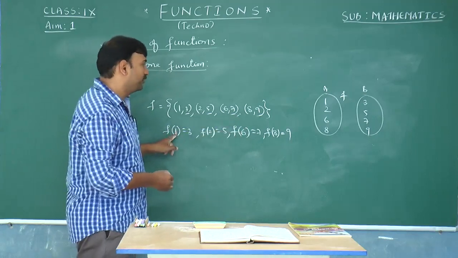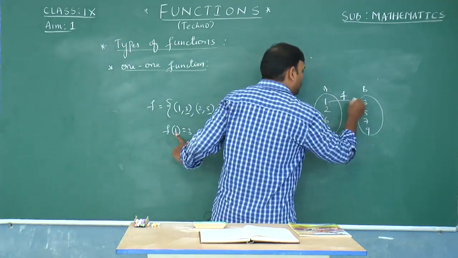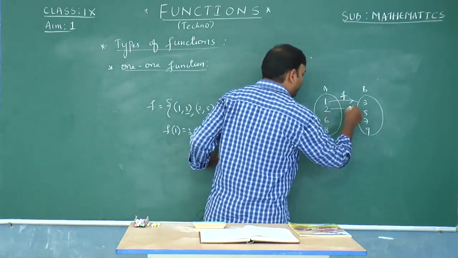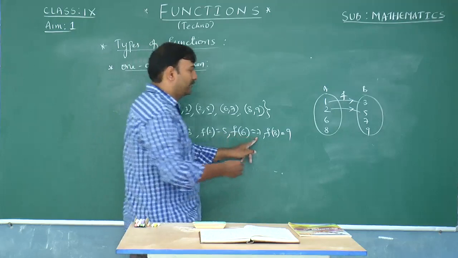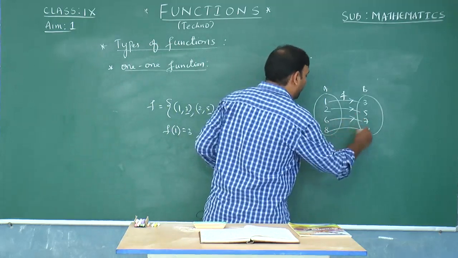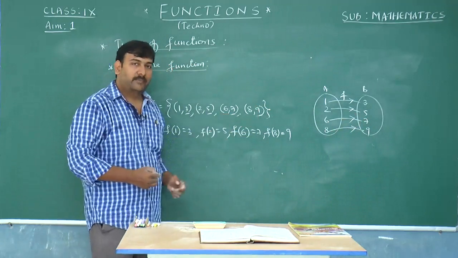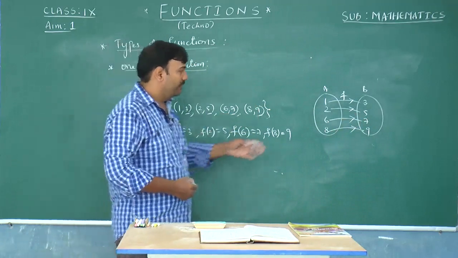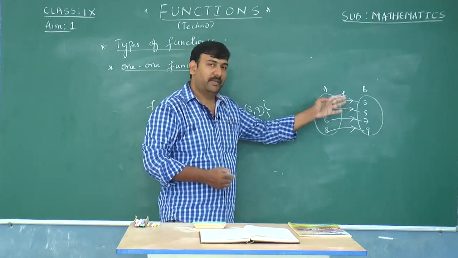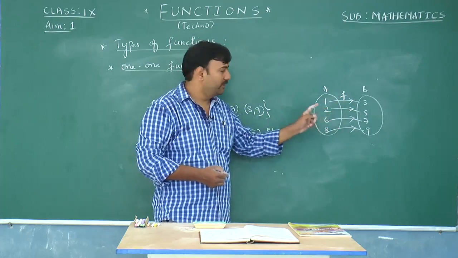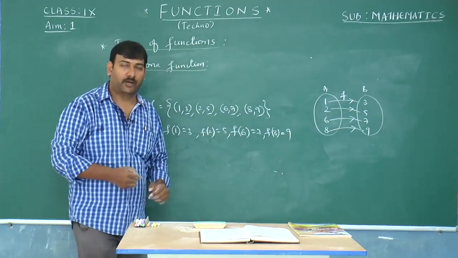The image of 1 is going to be 3, that means 1 is associated with 3, and the image of 2 is going to be 5, so 2 is associated with 5, 6 is associated with 7 and 8 is associated with 9. If we observe the arrow diagram carefully, this arrow diagram depicts that distinct elements of set A are going to have distinct images of set B. Because no two distinct elements have the same image, this function is going to represent a one-to-one function.